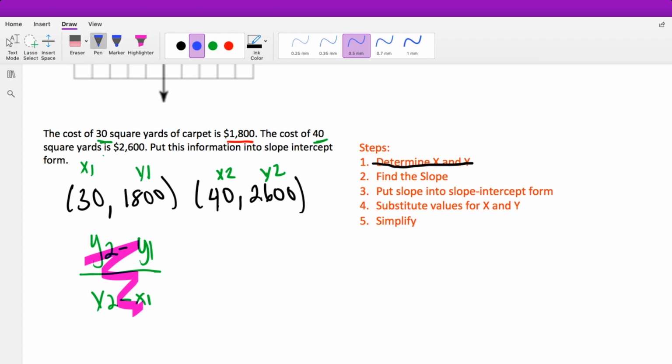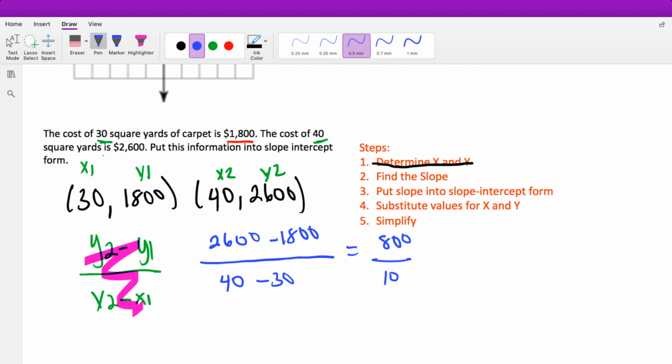So y2 is 2,600 minus y1 is 1,800 over x2 is 40 minus x1 is 30, and now let's simplify that. 2,600 minus 1,800 is 800, and then 40 minus 30 is 10. We can simplify this, it simplifies down to just 80.